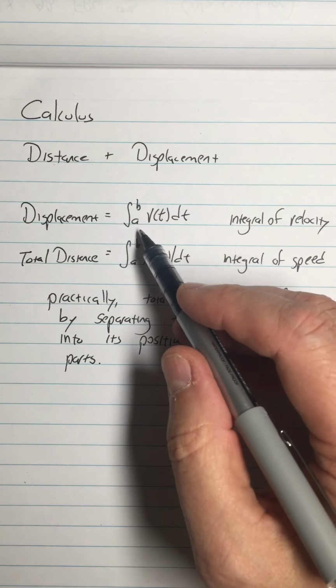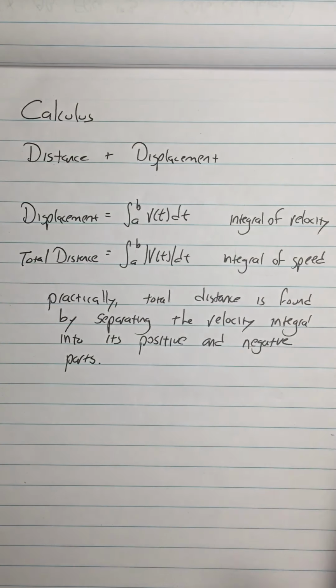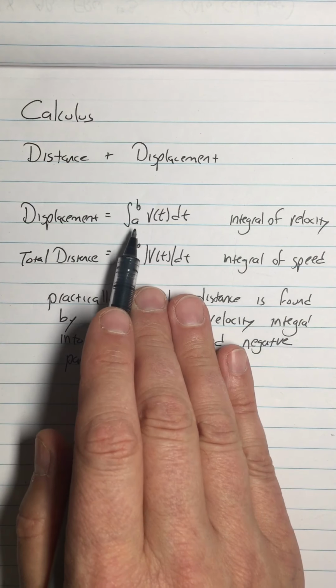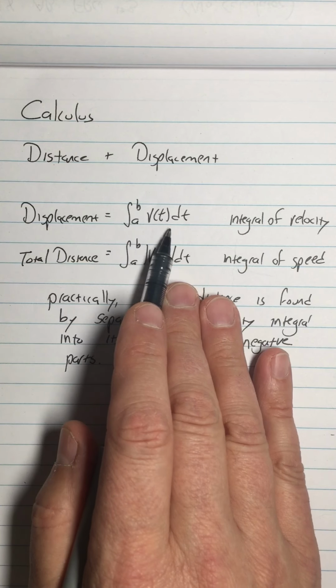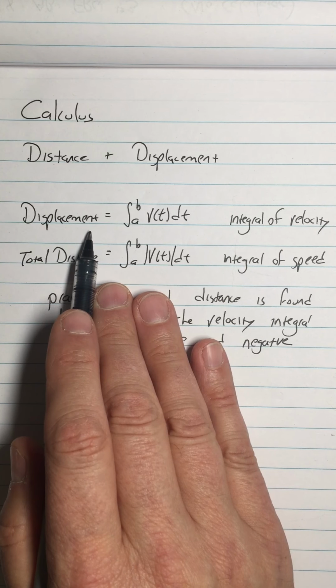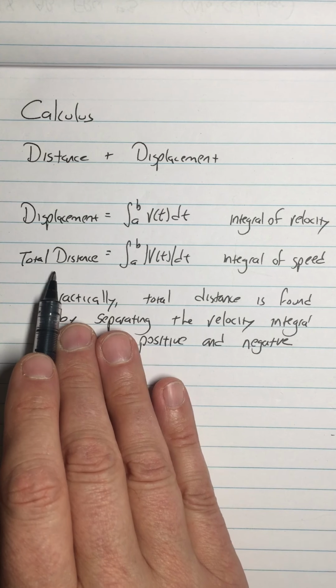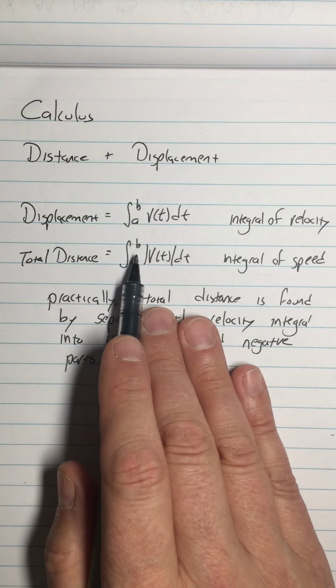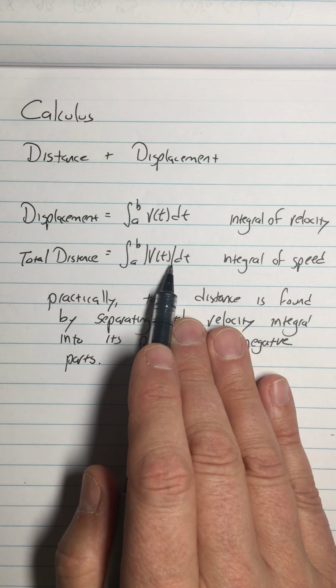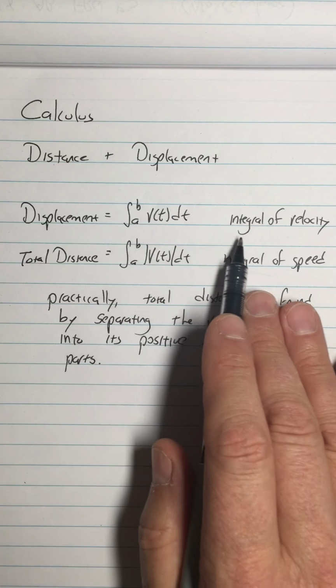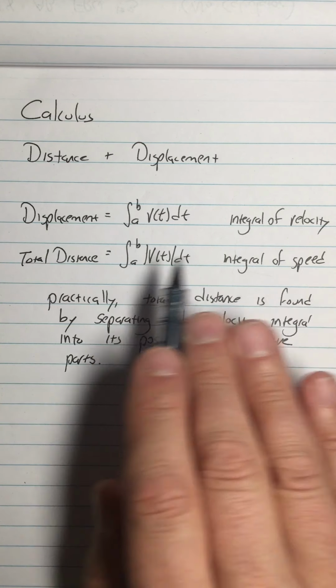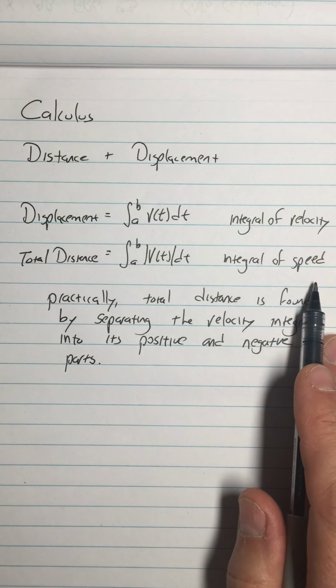So we could have velocity that goes positive and negative. If the velocity goes positive and negative, then just the integral from A to B of the velocity gives the displacement, how far something is from where it started, and that's different from total distance, which is the integral from A to B of the absolute value of velocity. So displacement is the integral of velocity, and total distance is the integral of speed.